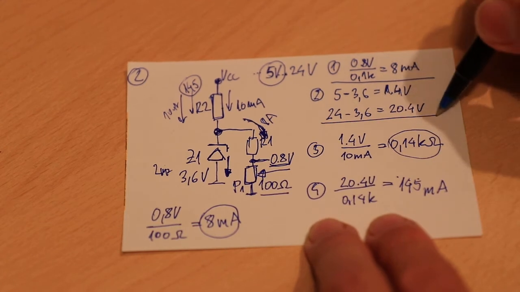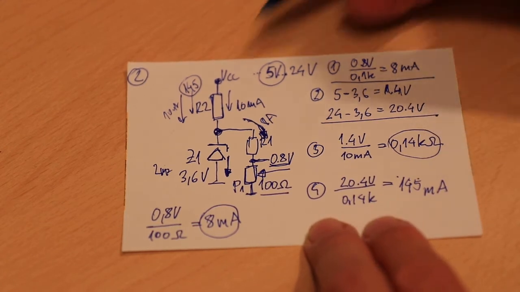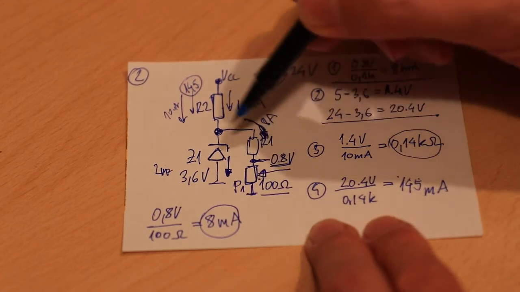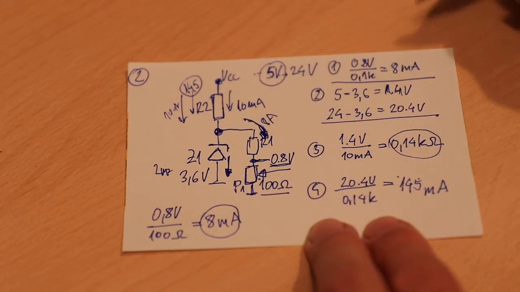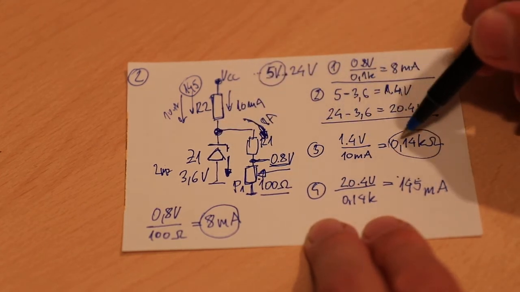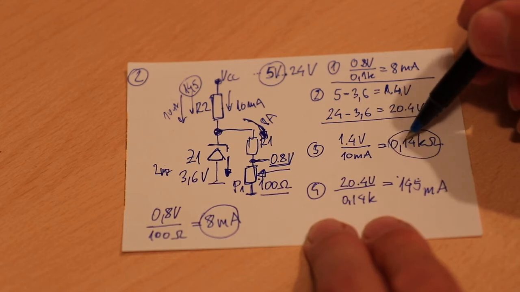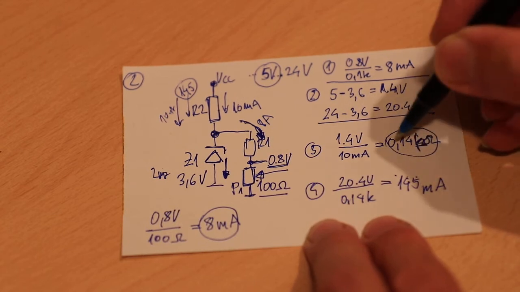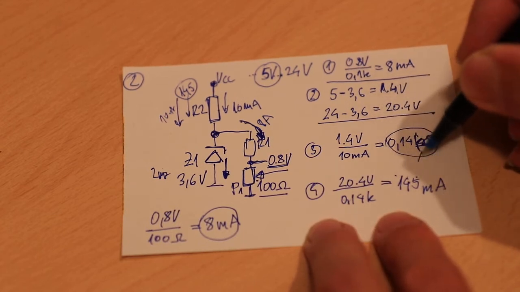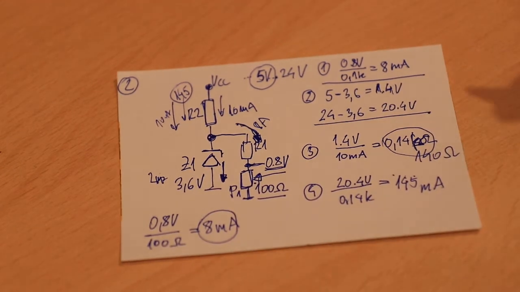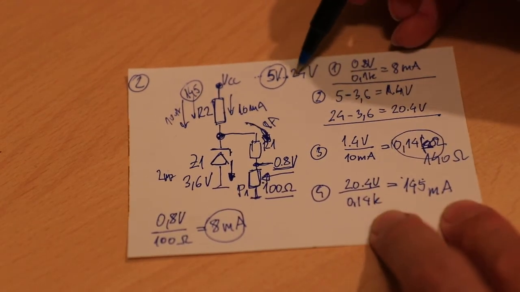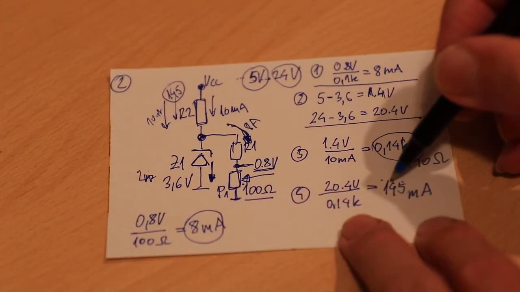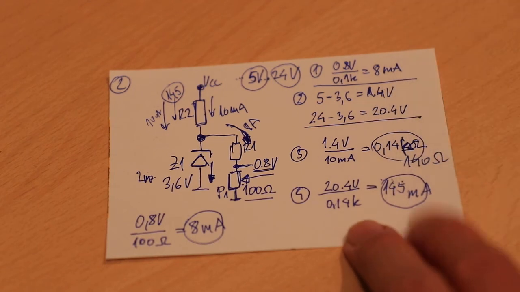So we must ensure at least 10 milliampere here, so we have enough current for our potentiometer and for our zener diode. So we have calculated that our resistor is 140 ohm. Sorry, that is kilo ohm. Yes, 0.14 kilo ohm, or it's 140 ohm. And when we connect 24 volt, then the current flowing here is 145 milliampere.